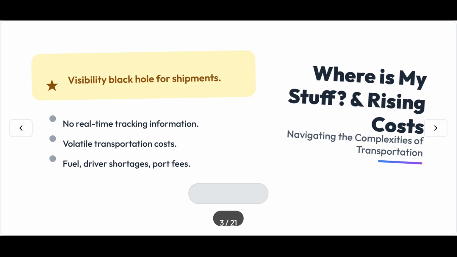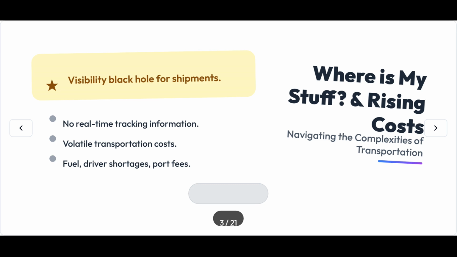Next up is the logistics labyrinth. One of the biggest challenges in logistics is answering a simple question: where is my stuff? Often, once a shipment leaves a warehouse, it enters a visibility black hole. You get no real-time information until it arrives. This lack of visibility causes major problems. Your service team can't answer customers about their orders. Your production planners can't adjust schedules if raw materials are delayed. This creates a chain reaction of delays and frustration.